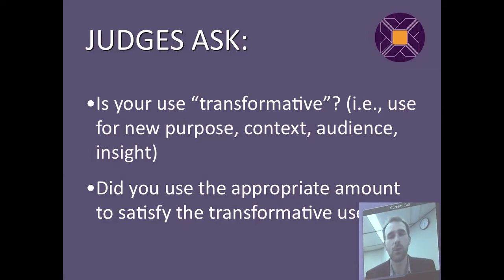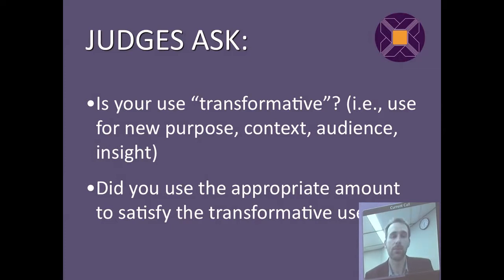Are you using it for a new purpose? And are you adding some kind of value to it? Are you commenting on it? Are you putting it into a context where it suddenly has a different meaning than it used to have, and so on?